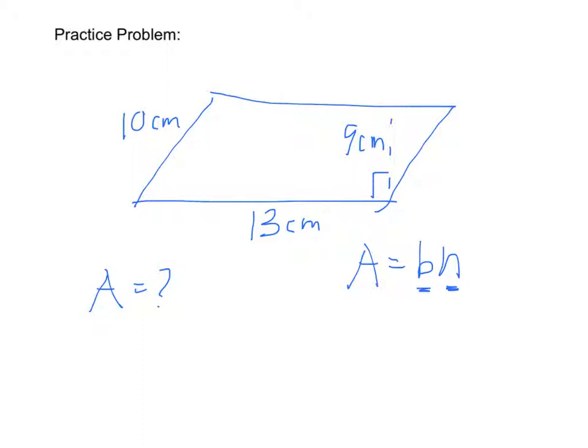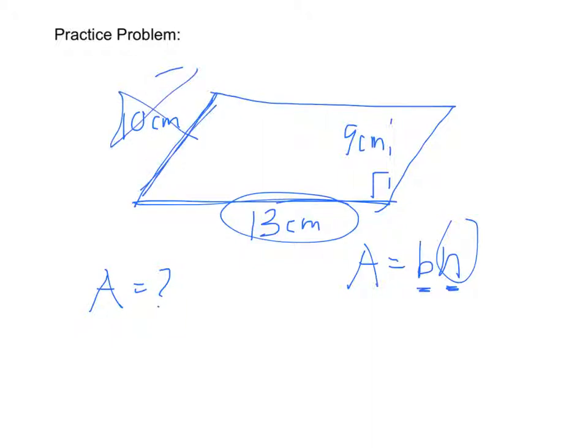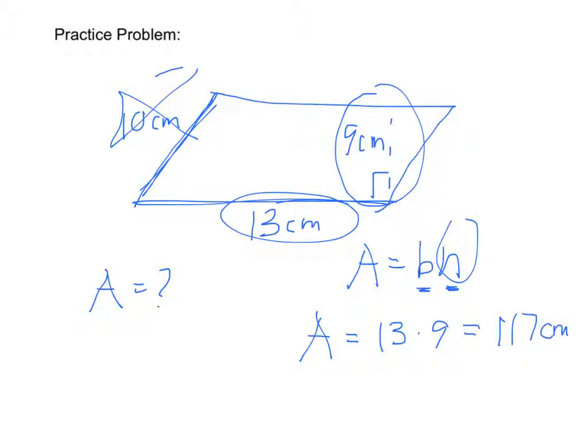So for the base, we're going to choose this 13 centimeters here because it's alongside, it's not slanted, we can see it straight on. For the height, we're not going to choose 10 centimeters because it's a slanted line, so we can't use it as the height. We're going to use this 9 centimeters here. So then we plug in our values, and we get 13 times 9, which turns out to be 117 centimeters squared. You want to remember that the units for area are always going to be units squared.